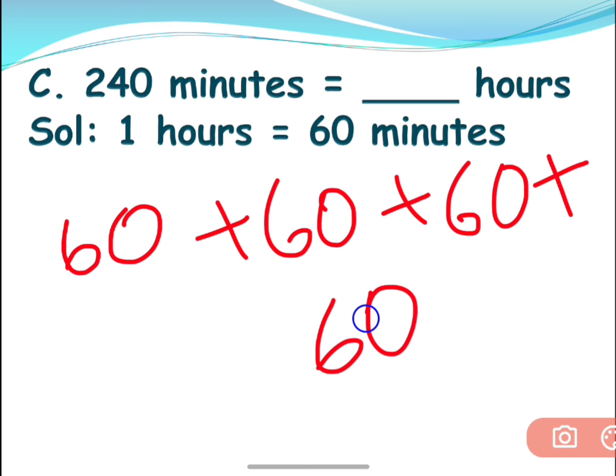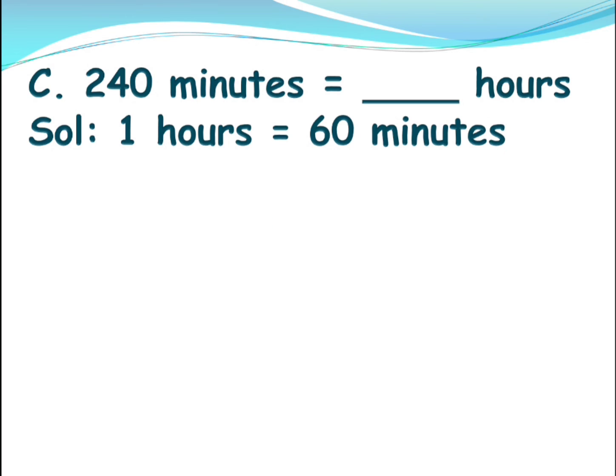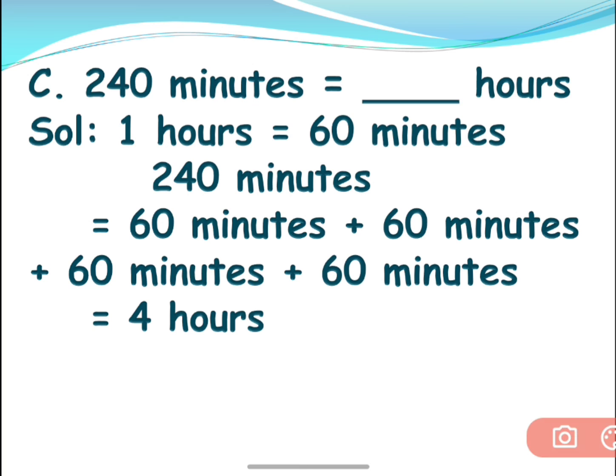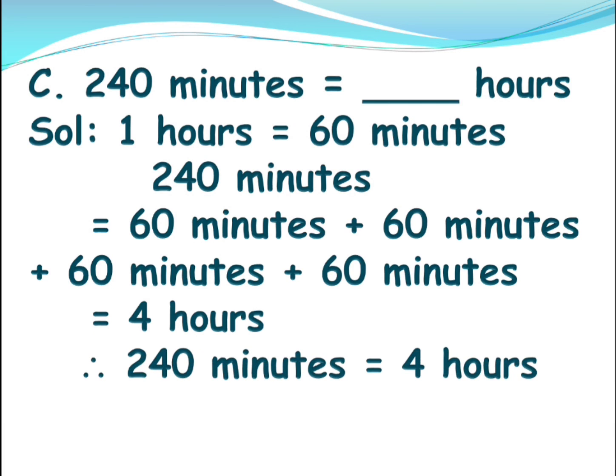So how many 60s did you get? 4 60s you got. So you will write 240 minutes as 60 minutes plus 60 minutes plus 60 minutes plus 60 minutes, and each 60 minutes is 1 hour. So how many 60s do you have? 4 60s. That is 4 hours you will get. 1 hour plus 1 hour becomes 2 hours. 2 hours plus 1 hour becomes 3 hours. 3 hours plus 1 hour becomes 4 hours. So you will write 4 hours. Okay, so in this way you need to solve the sum.